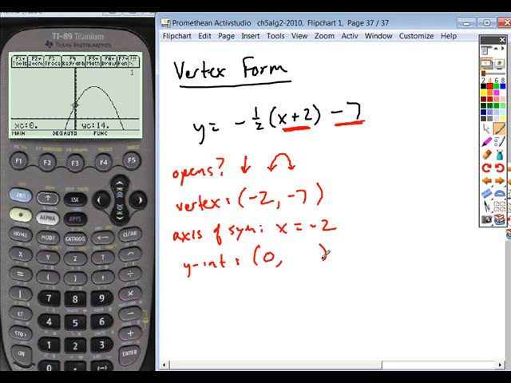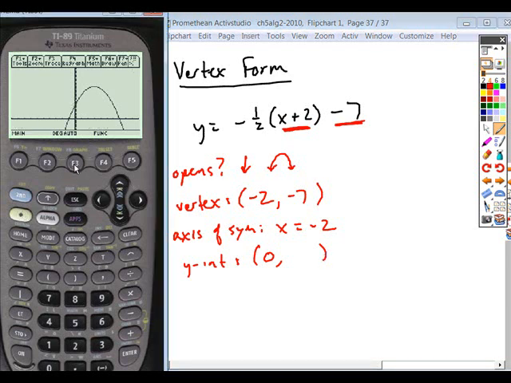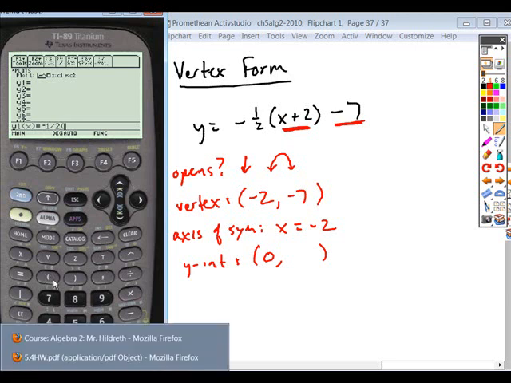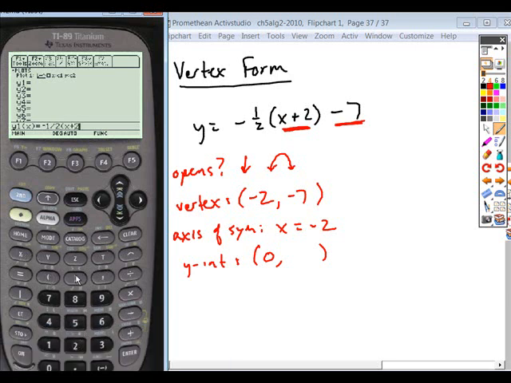If we want, we could look at the graph. It is possible to enter the graphs just like we have. Go to the y-editor, enter -1/2 times the quantity x plus 2, squared. Okay, so if we enter this as a square, now we'll be able to see our graph. So here's the vertex.